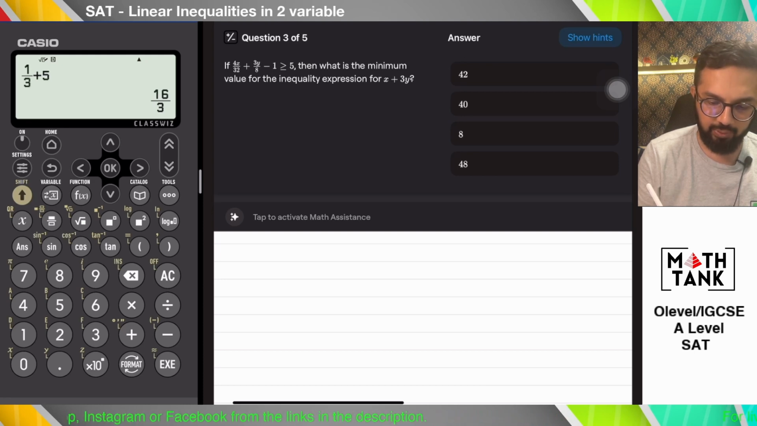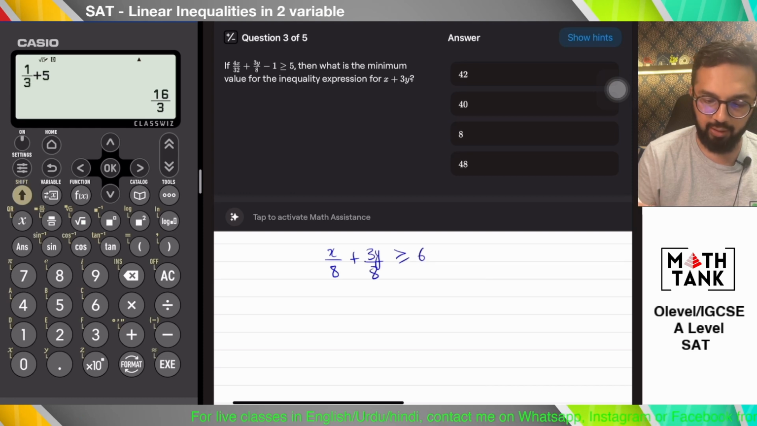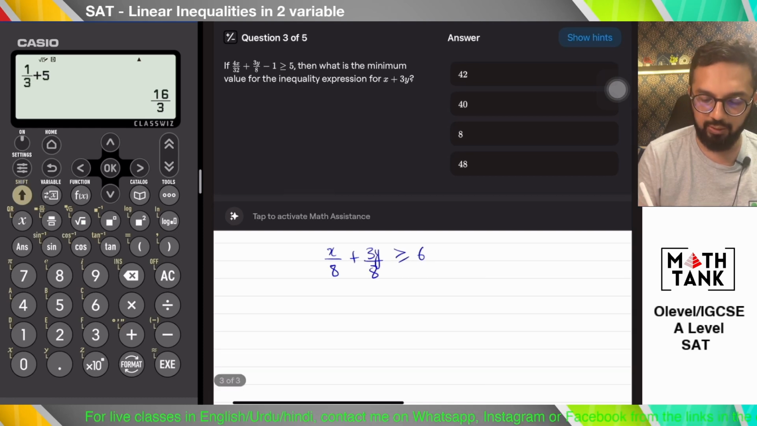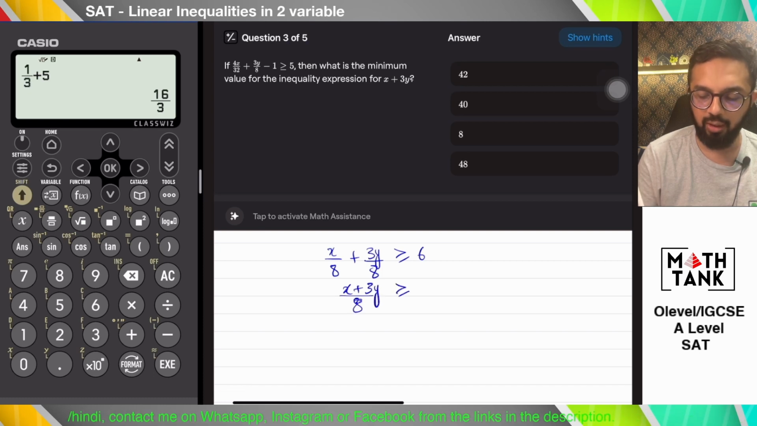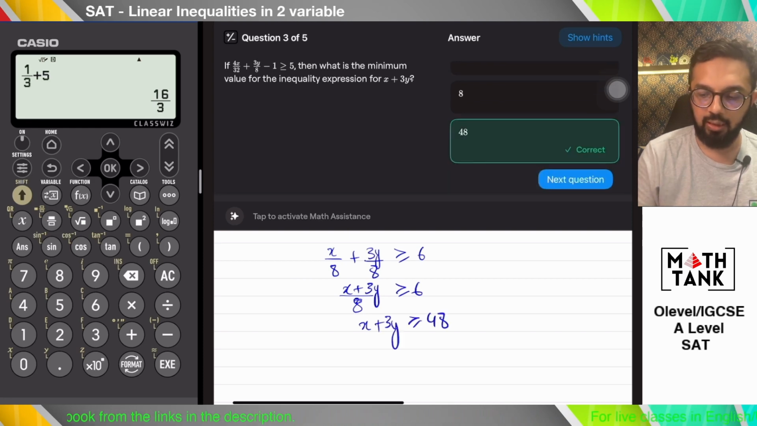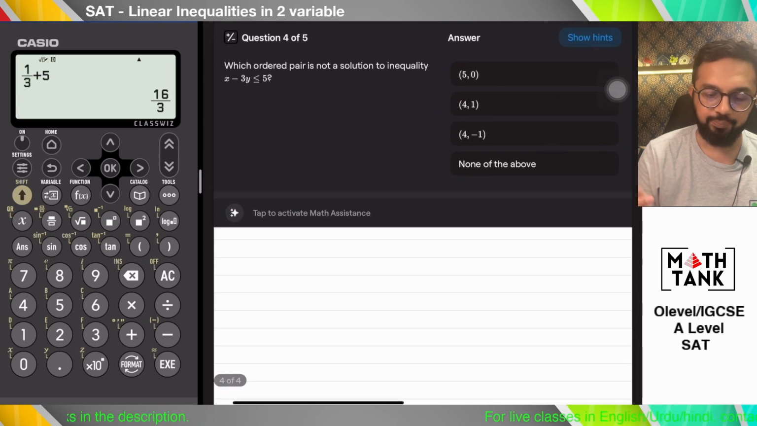Next question says 4x over 32 plus 3y over 8 minus 1 is greater than or equal to 5. Then what is the minimum of x plus 3y? Okay, let's try to solve this. This becomes x over 8 plus 3y over 8 when I reduce this, and this becomes greater than or equal to 6 when I take 1 to the other side. x plus 3y has a common denominator 8, so x plus 3y should be greater than or equal to 48. Okay, that is again the correct answer.